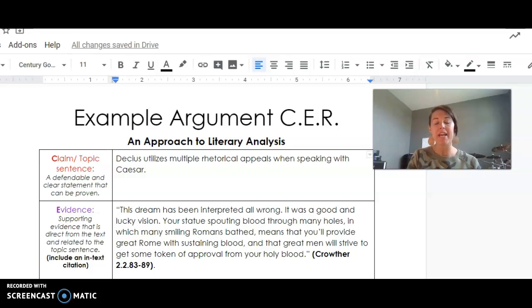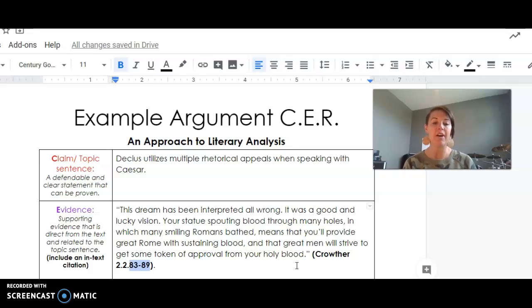Caesar. So my evidence is from the translated text, which is written by John Crowther, so we use his last name in our in-text citation. It's from Act 2, Scene 2, and then these are the line numbers that correspond to the evidence that I'm using. So my evidence simply says, this dream has been interpreted all wrong.